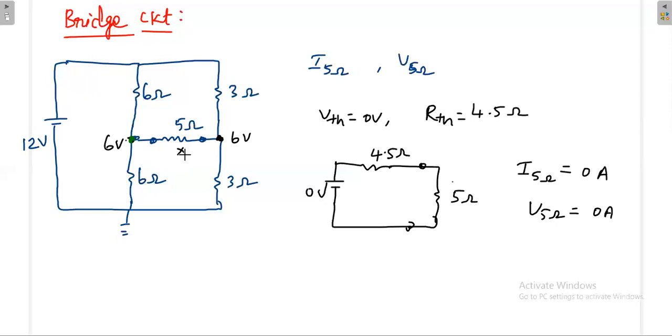When the bridge is in the balanced condition, there will not be any current across this load, and finally there will not be any voltage either. So the same problem I can take in some different manner.